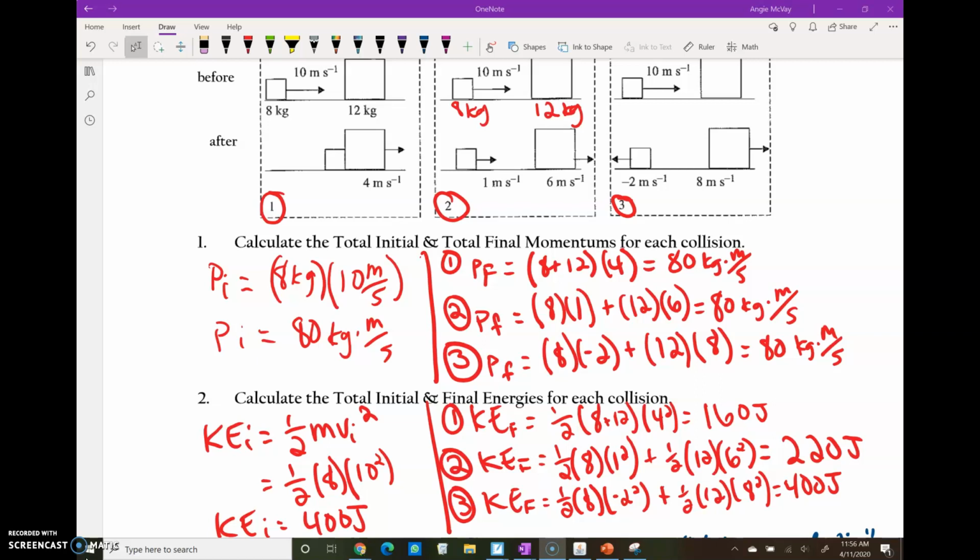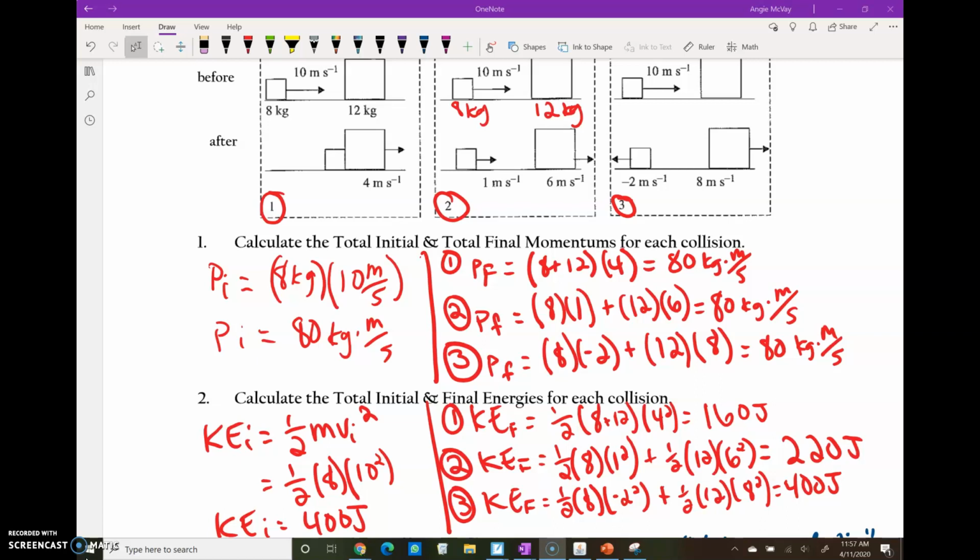In scenario 2, we've got the 8 kilogram mass going in the same direction it was going, at a positive 1 meter per second, plus the 12 kilogram mass going in that same positive direction at 6 meters per second. We add together those two momenta of the two blocks, and we get 80 kilograms times meters per second. So in scenario number 2, momentum is also conserved.